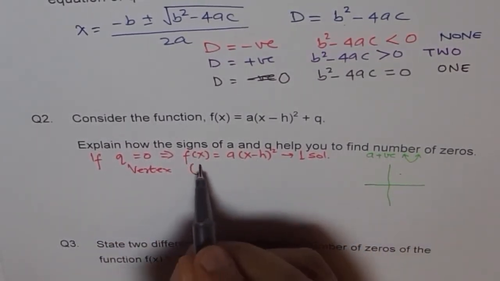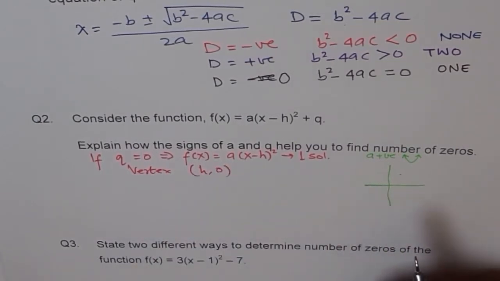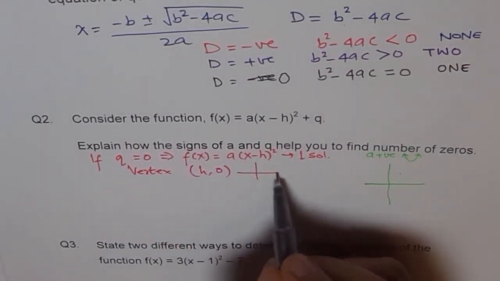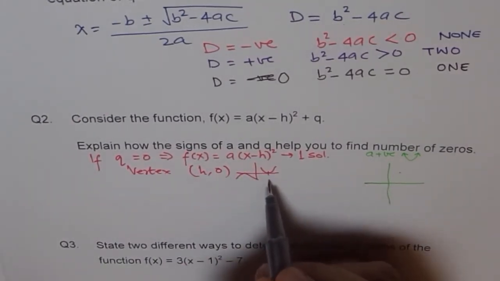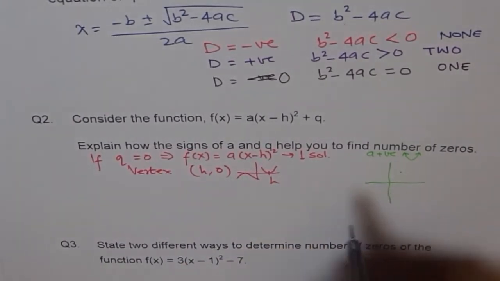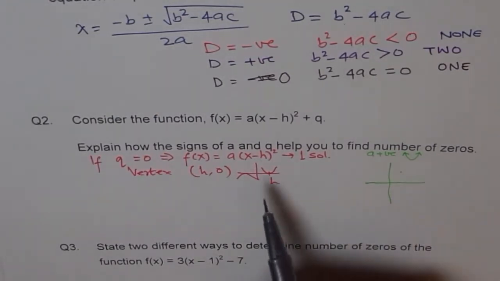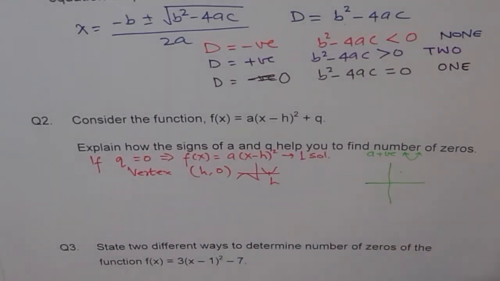Vertex is at h, 0, which is on the x-axis. It may open upwards or downward. It doesn't matter, but there's only one solution, which is at h. Is it okay? So this is the case where q is 0, correct?